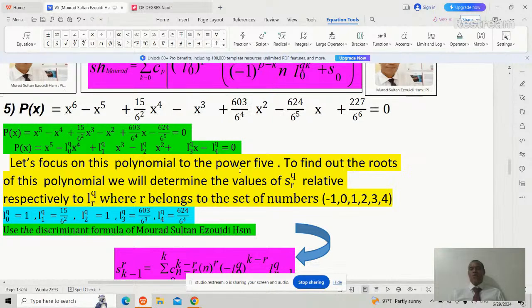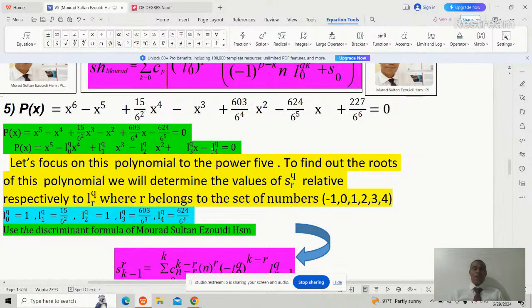We are going to find the roots of this polynomial, learners. At least you should determine the values of SR. SR is the coefficient of the new polynomial that you are going to use to solve this polynomial. Okay, and after calculating S0, S1, S2, S3, and S4, you will make a collection. You will collect all of these coefficients, and you will write your new polynomial to the power 5. After that, the solution will be clear for you.